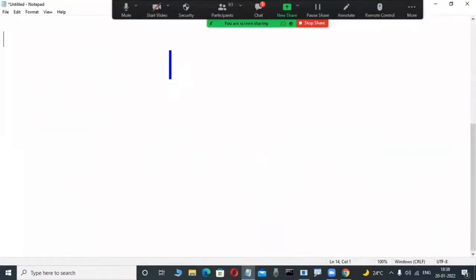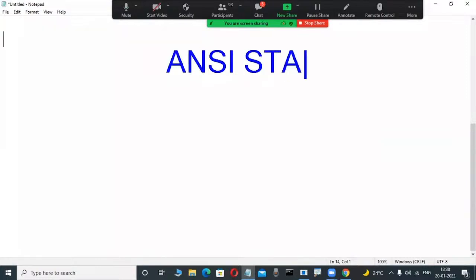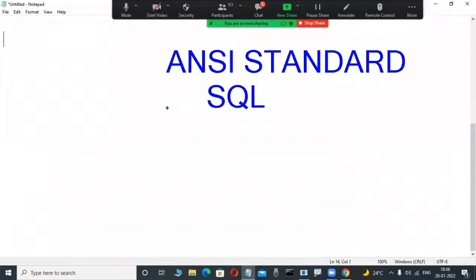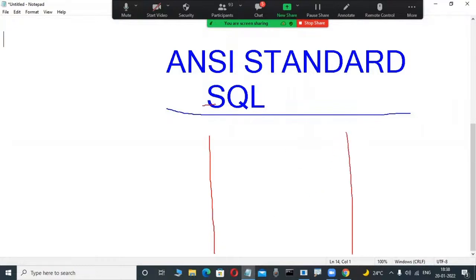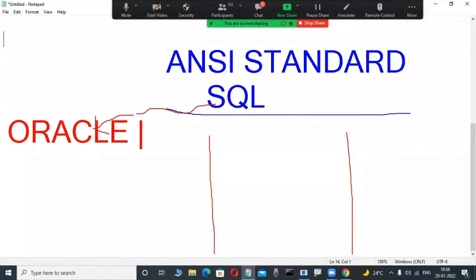SQL is an ANSI standard language. ANSI, the American National Standards Institute, defines standards for the SQL language. This ANSI standard language is used to operate all relational databases. I agree, but unfortunately, from this ANSI standard SQL, Oracle Corporation created their own SQL that is called Oracle SQL. That is important, and many fellows don't know it.